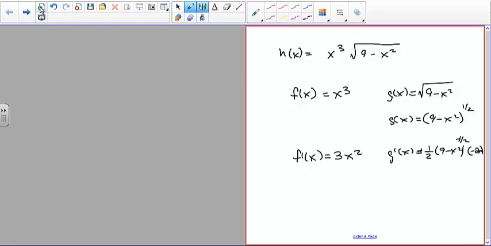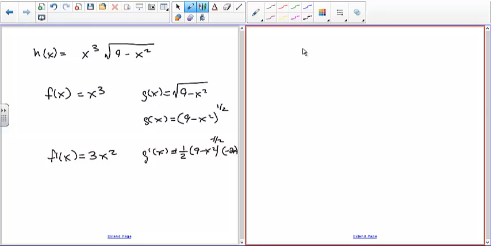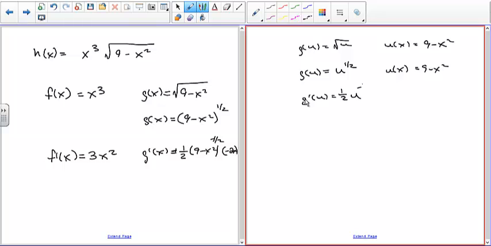So again, if you had to do this, I want you to write it out. So I guess I should show you, even though we're just talking about notation. You'd let g of u equal the square root of u. You'd let u of x equal 9 minus x squared. So you'd rewrite g of u as u to the 1/2 power, and u of x doesn't change. So now we take the derivative. So you get 1/2 u to the minus 1/2 power. And here u prime of x is negative 2x.